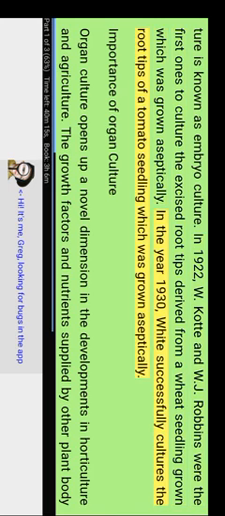In the year 1930, White successfully cultured the root tips of a tomato seedling which was grown aseptically. Importance of organ culture. Organ culture opens up a novel dimension in the developments in horticulture and agriculture. The growth factors and nutrients supplied by other plant body parts to the organ and also from the external environment can be monitored easily. Hence, this serves as an ideal experimental setup for studying them. The interdependence of growth factors, hormones, and organs can be studied in this culture technique.